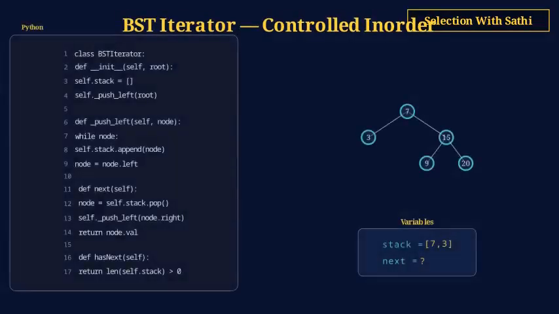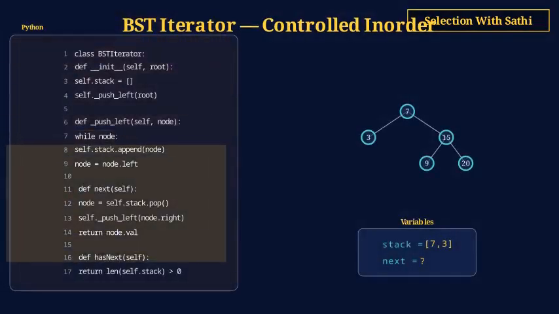The Inorder predecessor of a node is the node that comes just before it in the sorted Inorder sequence. The successor comes just after. Look at line 4. If the current node is less than the key, it could be the predecessor. Save it and go right. Line 7. If the current node is greater than the key, it could be the successor. Save it and go left.